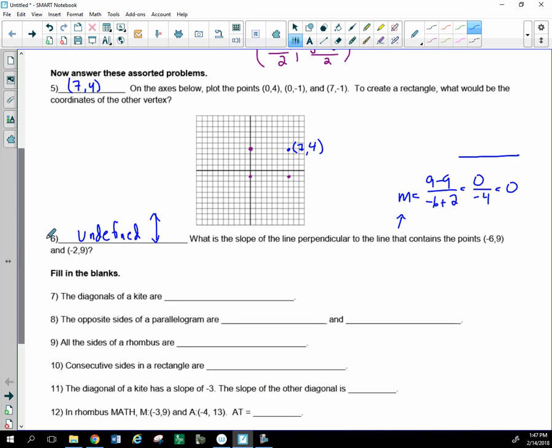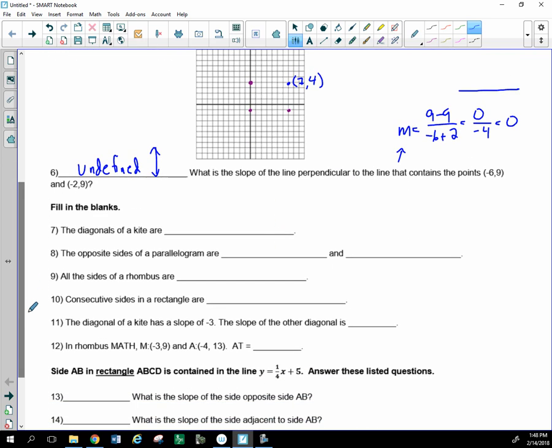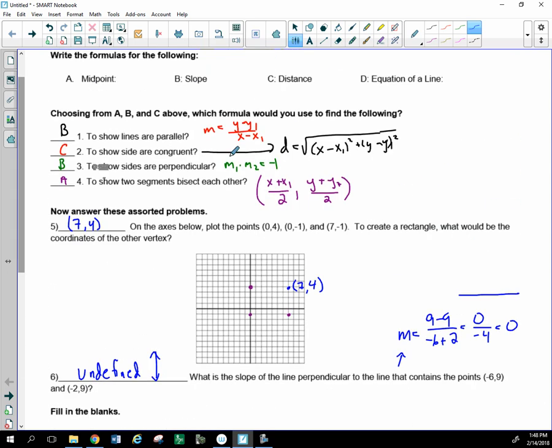Otherwise, if you would have gotten a different value over here, say you would have gotten -1/4, then I would have taken -1/4 times something to get -1, and that would have been a +4. All right, just keep that in mind. That goes back to the formula that I used up here for multiplying them together.